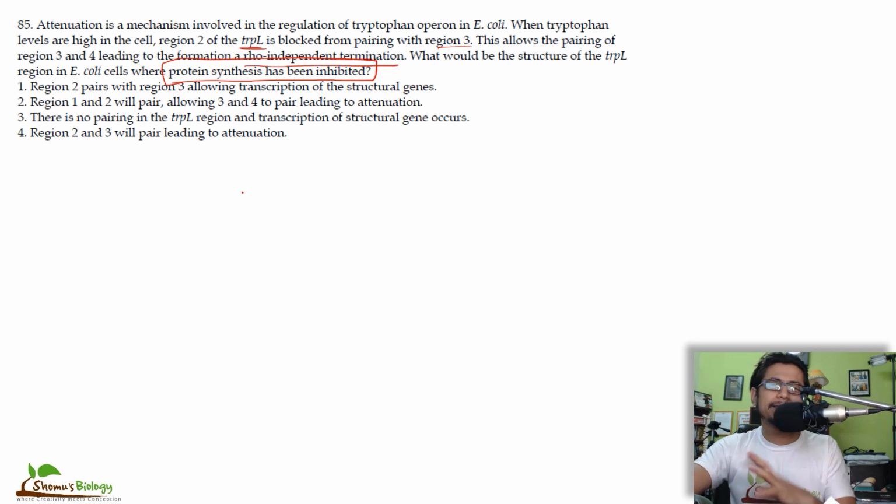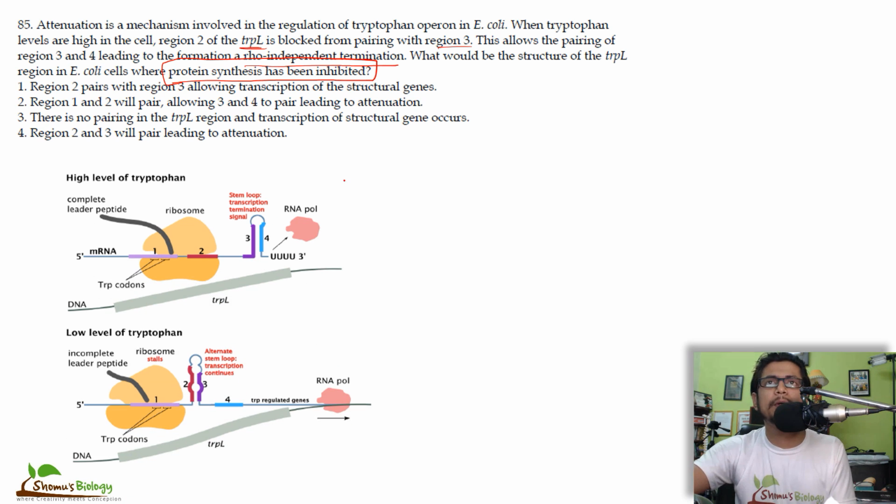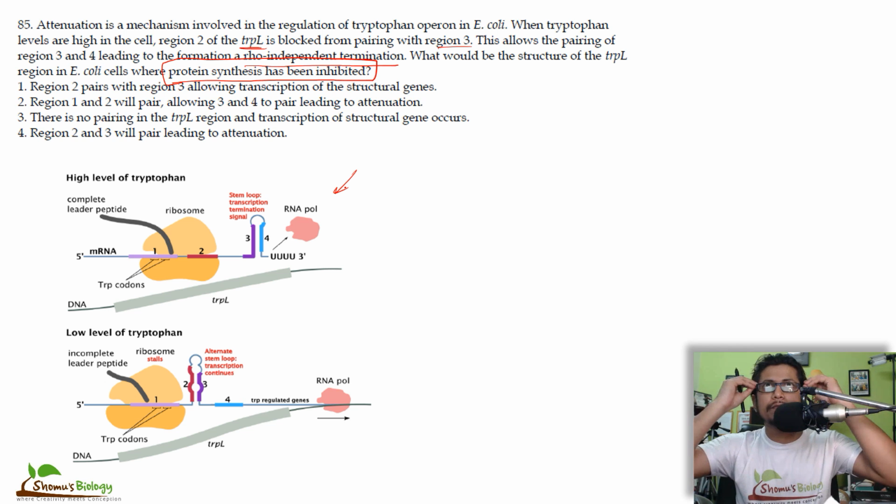Now attenuation is only about the formation of the stem loop structure, either between 2 and 3 or between 3 and 4, depending upon the availability of tryptophan. If you think about this picture, it will be clear in your mind. So when you are answering this question, flash this picture in your brain, that this is the mRNA.